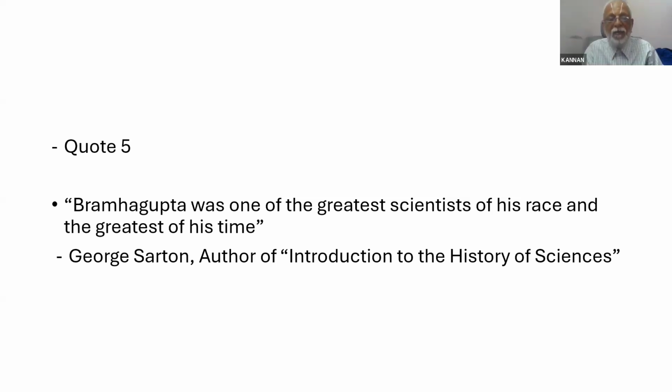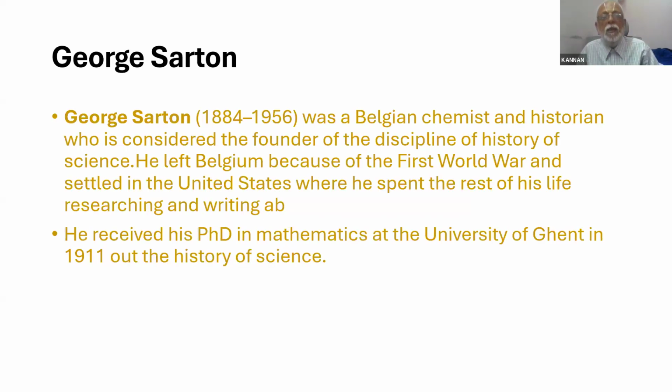About George Sarton himself, we are going to see a little. 1884 to 1956, he was a Belgian chemist and historian also. He is considered as the founder of the discipline of history of science. He received his PhD in mathematics in 1911.